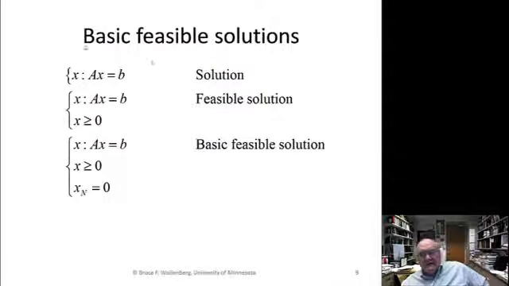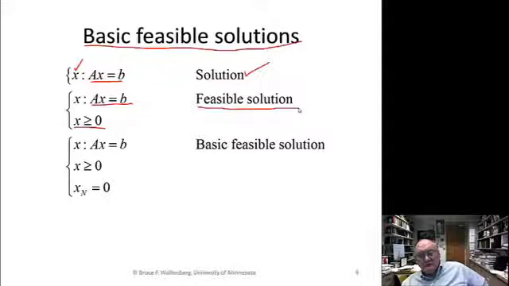Basic and basic feasible solutions. If you set up a set of variables x that merely solves this equation, that is a solution. If it solves that set and the variables are all greater than 0, that's a feasible solution. If it's a solution and it's feasible and all of the x in the non-basic are 0, we've now got what we call a basic feasible solution.